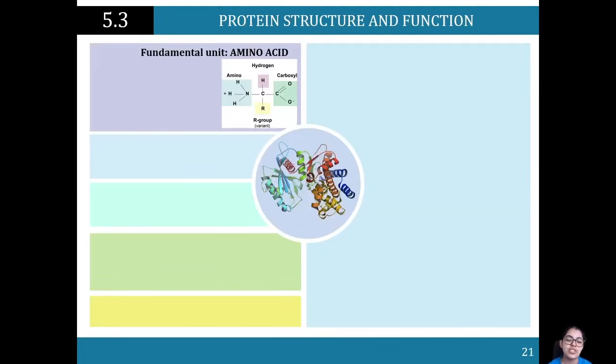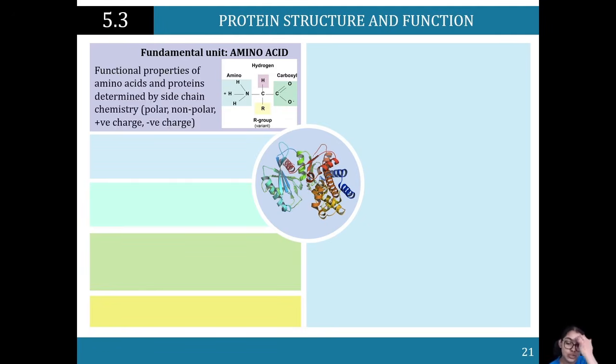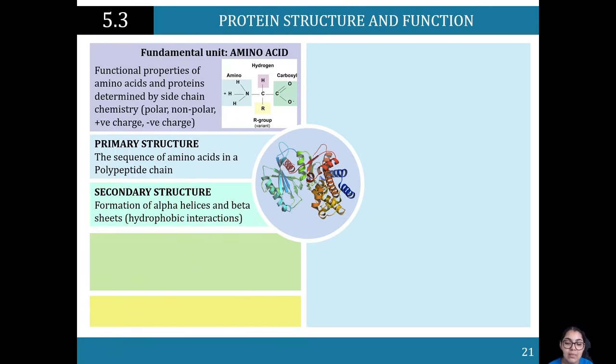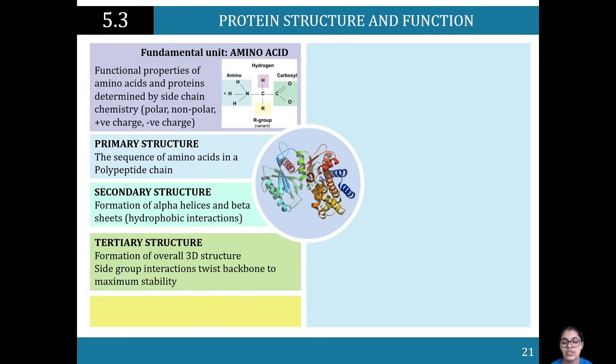So protein structure and function. The fundamental unit of a protein is amino acids. They're the functional units, and they have various side chains. The primary structure is when there is a sequence of amino acids in a polypeptide chain. The secondary structure is the formation of alpha helices and beta sheets. Tertiary structure is the formation of overall 3D structures and side group interactions between these amino acids for maximum stability. And finally, the quaternary structure is when multiple protein subunits are involved.